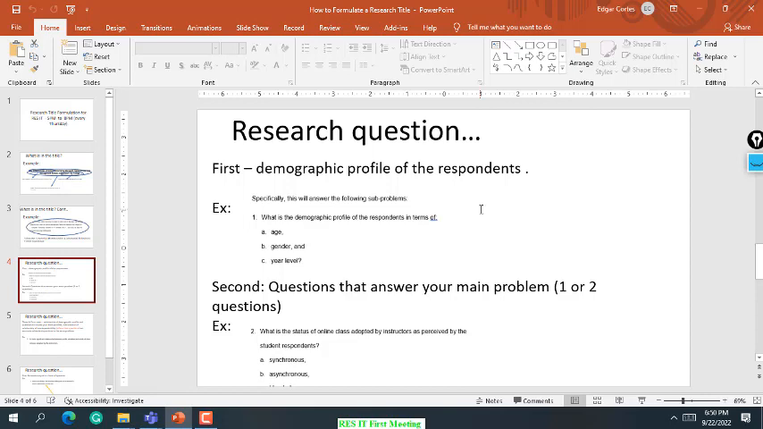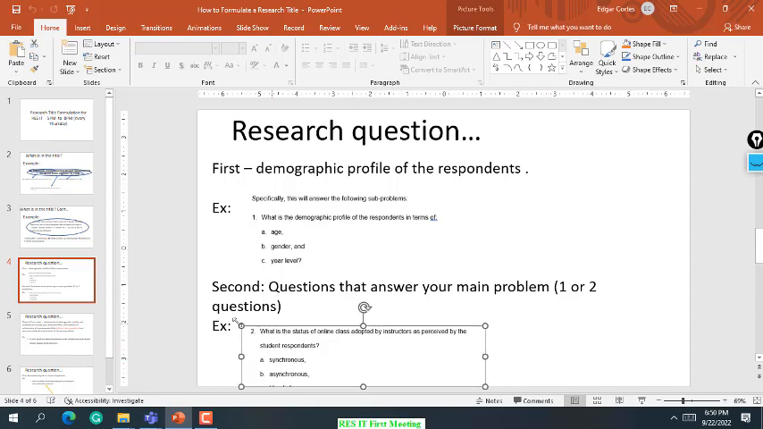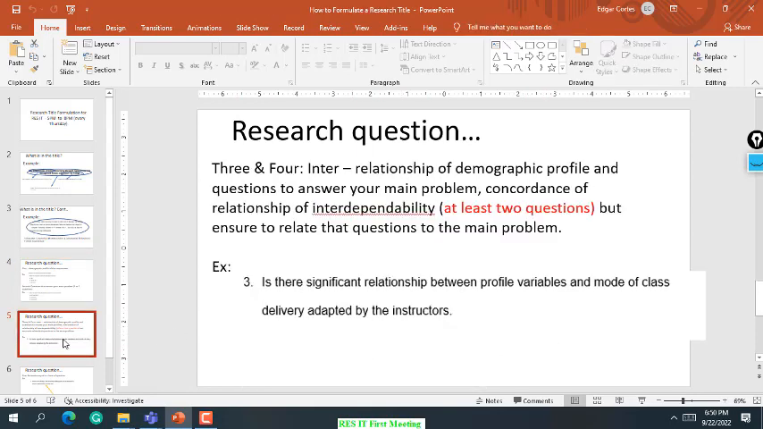What are these demographic profiles? These are age, gender, year level, economic status, for example. The second question answers the main problem. For example, in our sample problem, what is the status of the online class? Okay, and then we have sub questions, for example, synchronous, asynchronous, and many others. So this is only an example.